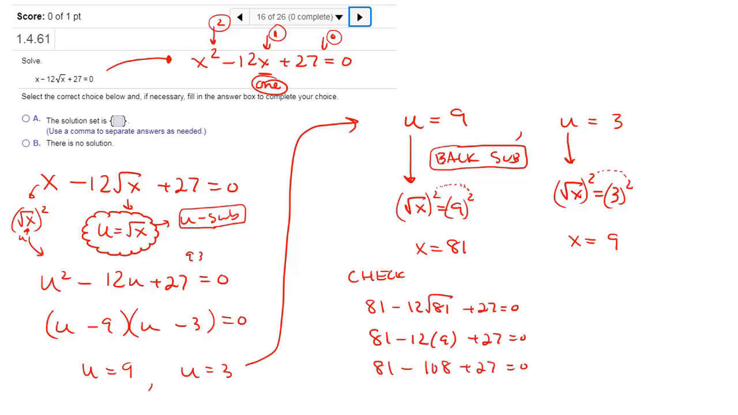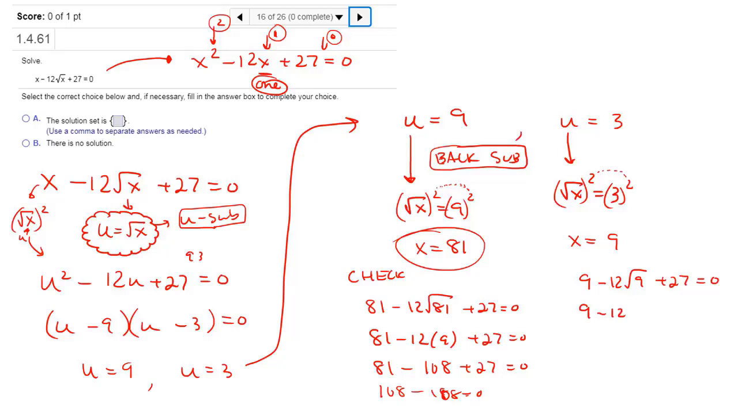And if I were to add 81 plus 27, that will give me 108. So 108 minus 108 works. That's cool. Okay. 81 works. I wonder if 9 works as well. Let's check it out. So 9 minus 12 times the square root of 9 plus 27. Will that give me a 0?